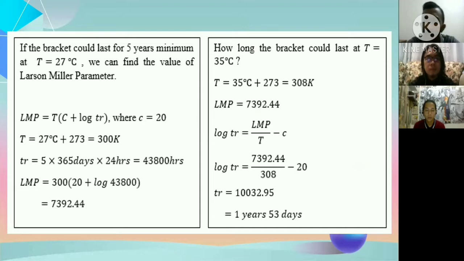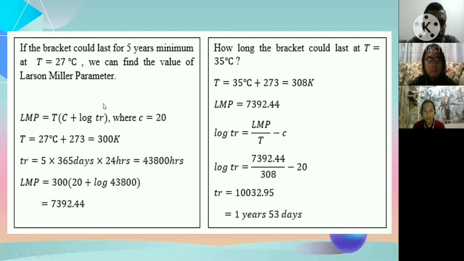So next, I'm going to show how the Larsen-Miller parameter is used in this calculation. First of all, this is the formula for the Larsen-Miller parameter. LMP, the Larsen-Miller parameter, is equal to the temperature, which will be in Kelvin, times C. This is a constant we call the material specific constant, which will be 20 for normal metals. And then log TR, where TR represents the time before the material undergoes failure.